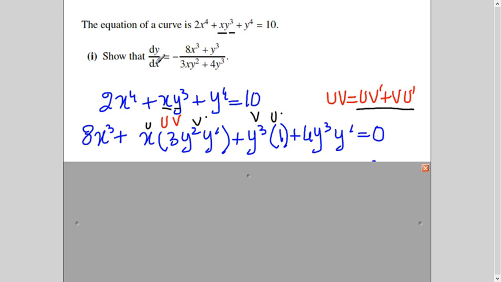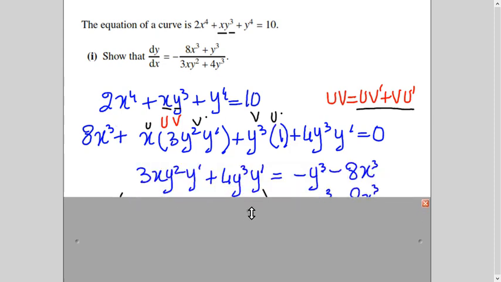You have to find out dy over dx. So the terms which have dy over dx, separate them. So it is this term and it is this term. The other two terms take to the other side. So I've taken it to the other side, minus y cube, taken it to the other side, minus 8x cube. And I'm writing it here. Y prime is actually dy over dx.